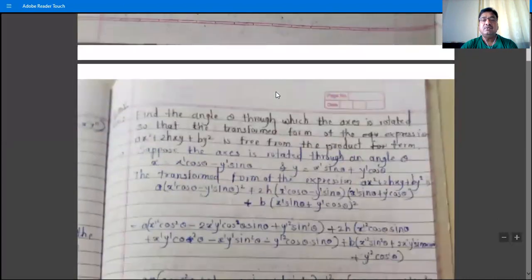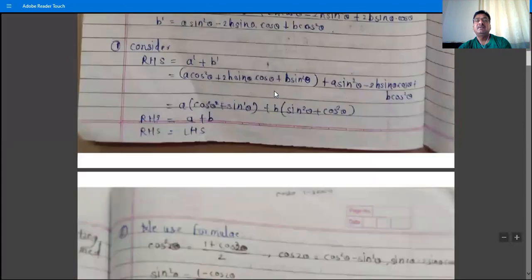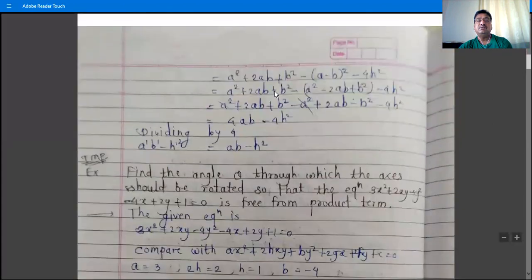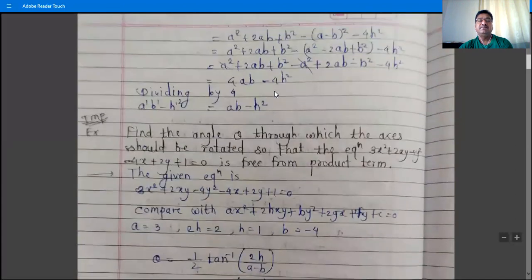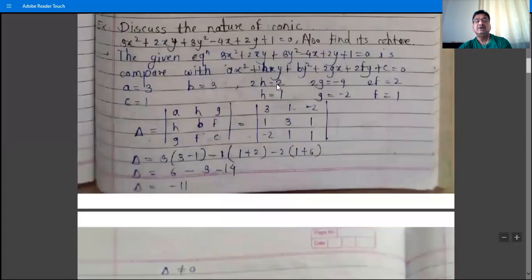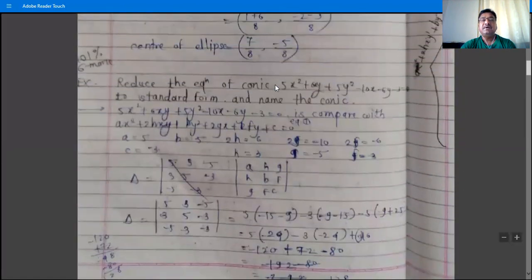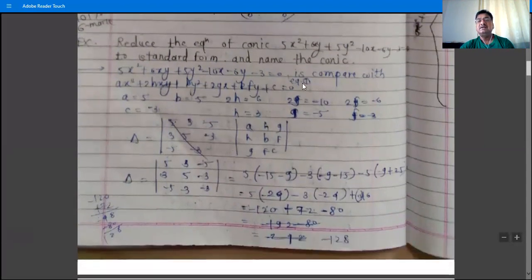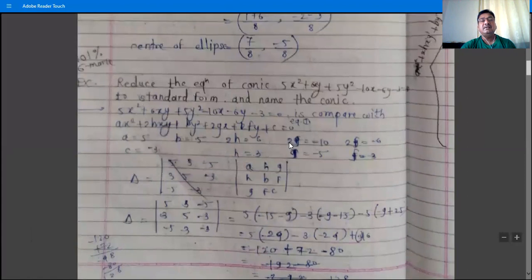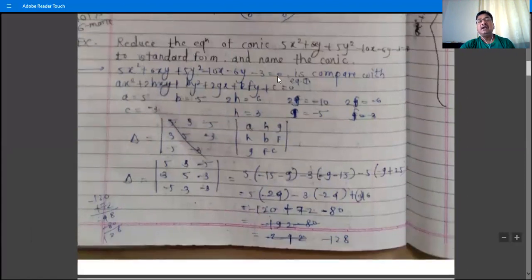So in order to remove the terms x and y from the expression, shift the origin to the center of the conic. That is, in order to reduce the general equation to standard form, first find the center of the conic and then shift the origin to the center of the conic, and then rotate the axis through an angle theta equal to 1/2 tan inverse 2h divided by a minus b. So we will see this example in the next lecture.